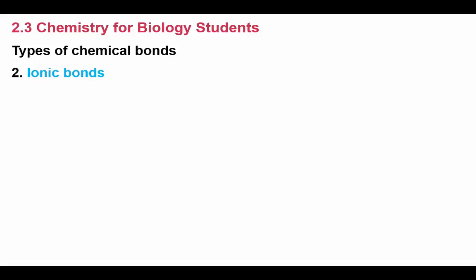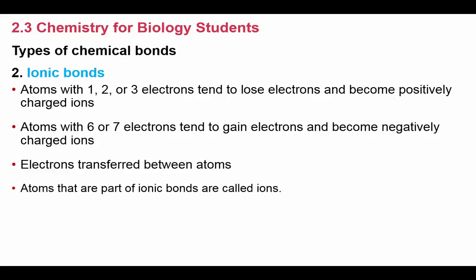The other type of chemical bond is an ionic bond. In an ionic bond, there's no sharing. Instead, the key word is transfer. So an ionic bond is like the example that we just looked at with sodium and chlorine. Atoms with 1, 2, or 3 electrons in their outermost shell, they're going to tend to give them away, like sodium did. Atoms with 6 or 7, they're going to look to gain electrons, like chlorine did.